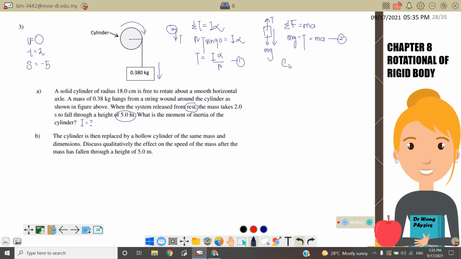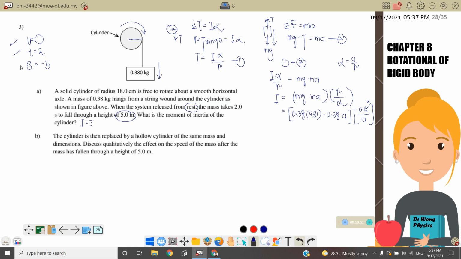So our equation 1 equals equation 2, where our tension is equal to I alpha over R equals mg minus ma. If you want to find I, it will equal mg minus ma times R over alpha. The mass of the object is 0.38 times 9.81 minus 0.38 times a, where a we don't know, and R is given 0.18. Alpha, we know that alpha is equal to a over R, so we can change alpha to a over R, and a over R here will become R squared. So we must find a first, the linear acceleration, before we can find the moment of inertia.